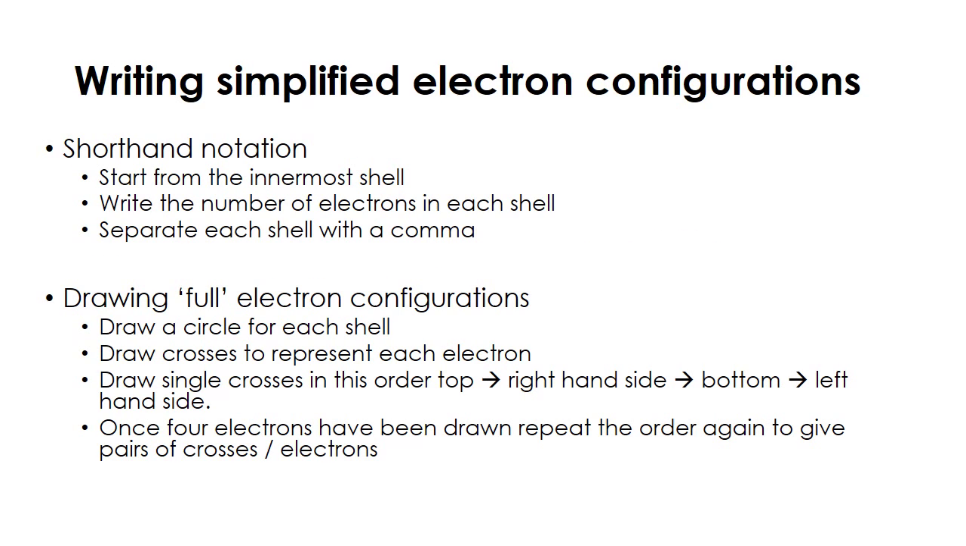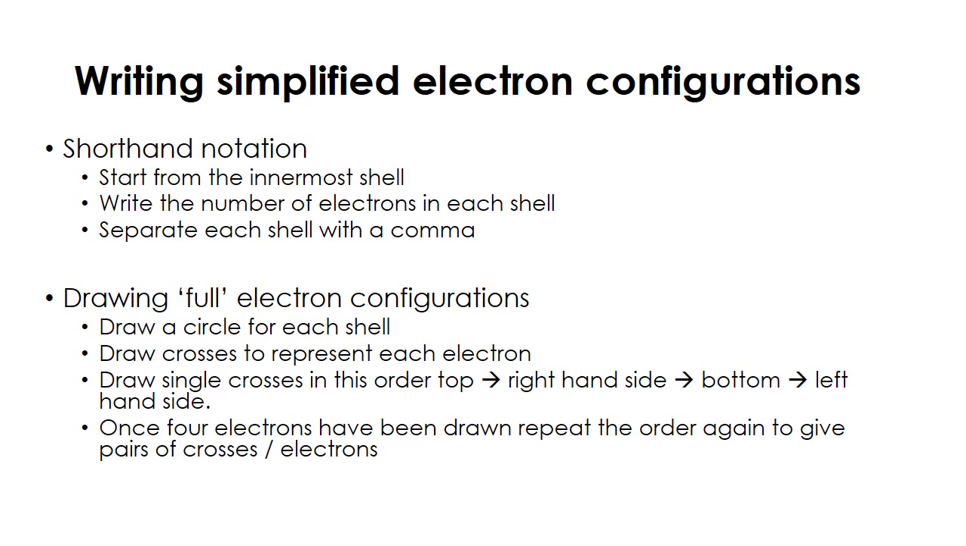So how do you write simplified electron configurations? Well, there are 2 ways you can do it. First of all, you can do the shorthand notation, where you start from the innermost shell, you write the number of electrons in each shell, and you separate each shell with a comma. If you want to draw out the full electron configuration, then you draw a circle for each shell, you draw crosses to represent each electron, and you draw single crosses in the order starting at the top, so one at the top, one at the right hand side, one at the bottom, one at the left hand side.